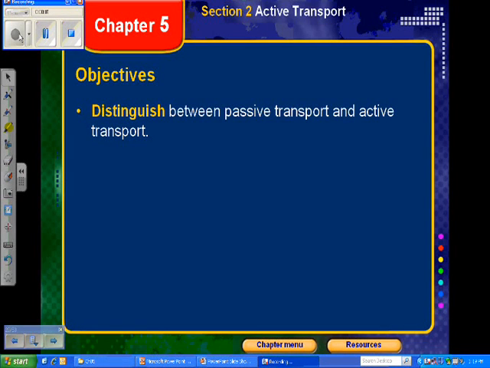Of chapter 5 deals with active transport. And we learned in the first part of chapter 5 about passive transport. Passive, as its name implies, does not require energy. Transport, getting something across a membrane or getting something where it needs to be. Now, active transport, as its name implies, is going to require energy. So passive transport does not require energy. Active transport is the process that requires energy.